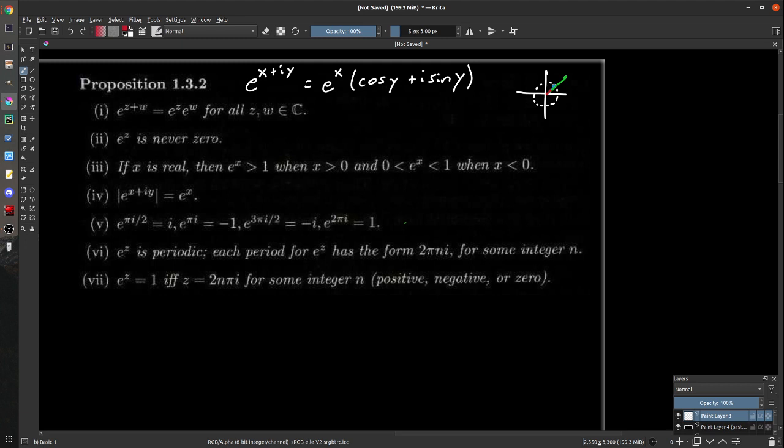All right. E to the 2 pi i, whatever, right? E to a fraction of 2 pi times i, that's the root of unity. So, nice tie-in. You can compute those the same way we did e to the i pi. E to the z is periodic. Each period for e to the z has the form 2 pi n i for some integer n. That's what we were just talking about. E to the z equals 1 if z is equal to 2n pi i for some integer n.